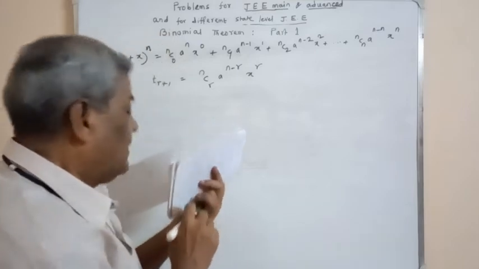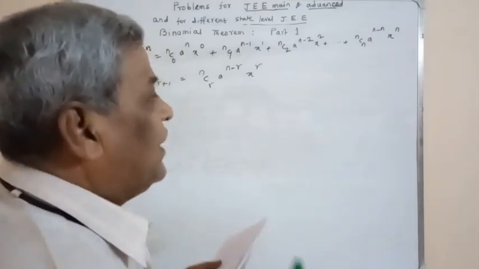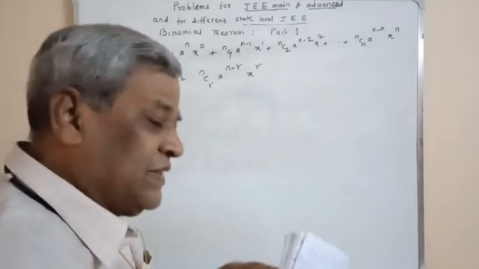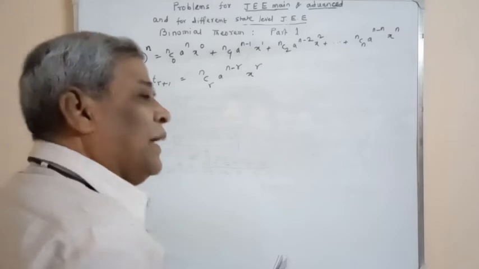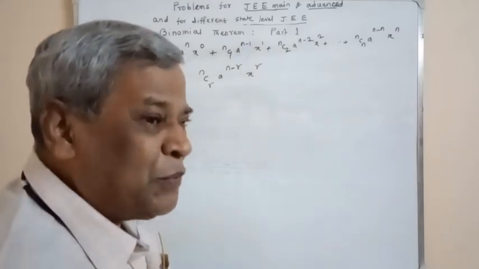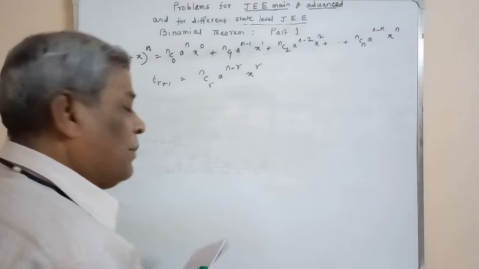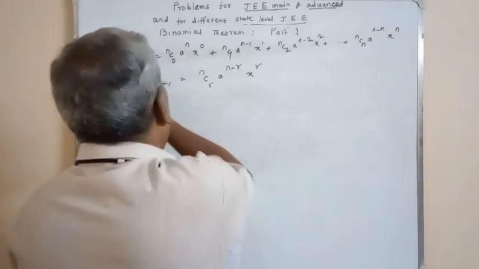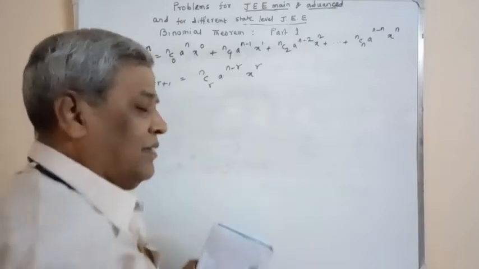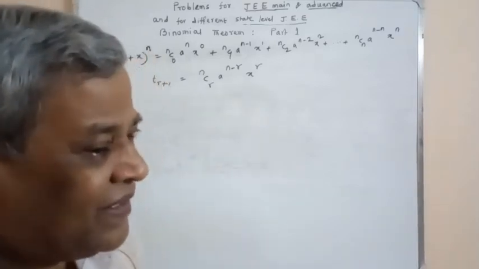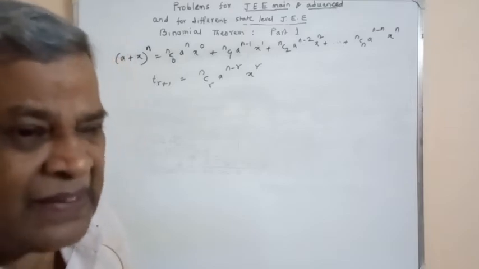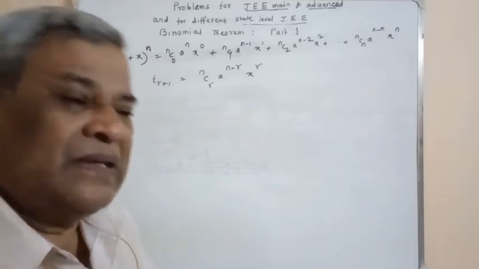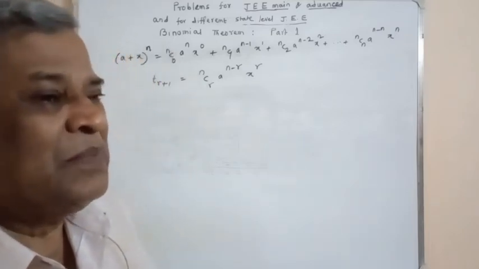Middle term. As I told you just now, the number of terms of this expansion is n plus 1. And sometimes you have to calculate the middle term. If it is, say, (a + x)^10, it has 11 terms. So its middle term is the middlemost term of 11, which is nothing but the 6th term.